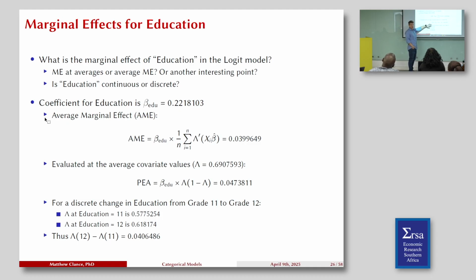I'm always going to point back to the literature, because each literature is going to have its own preference for whatever various reasons. And then for the discrete change in education, I just chose between grade 12 and grade 13. If I calculate the CDF for those at 11, I get 0.57. For education at 12, I get 0.61. That means if I take the difference between the two, the change is 4%.